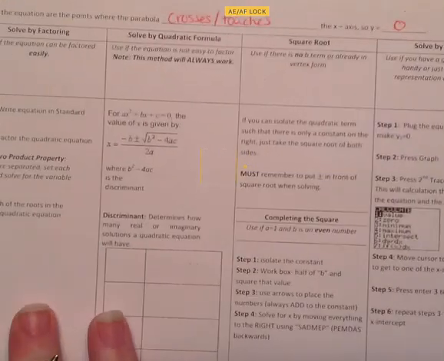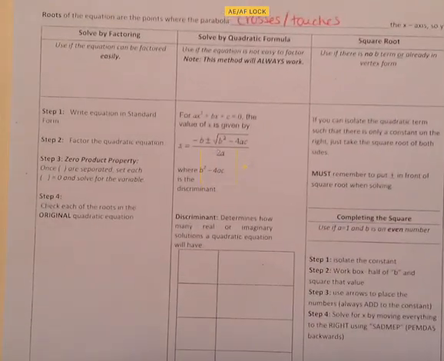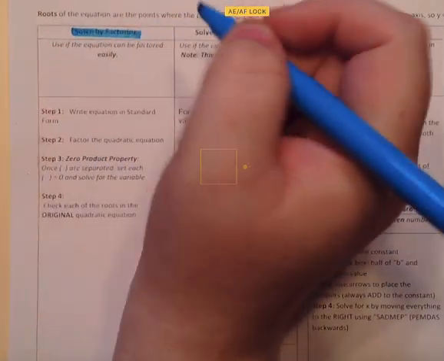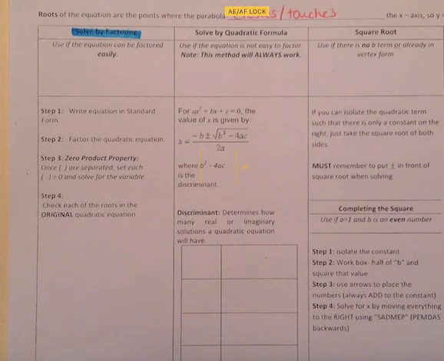So there are many methods to use. The first one that we're going to talk about is solve by factoring. Solve by factoring is a method that cannot always be used. This is used if the equation can be factored easily.